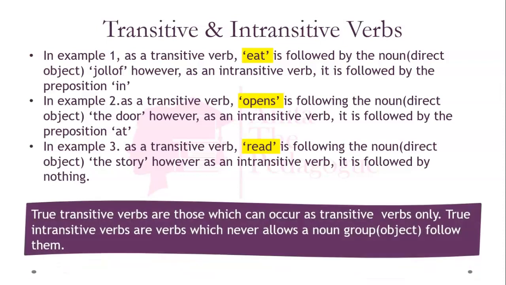Now let's take note of this. True transitive verbs are those which can occur as transitive verbs only. And true intransitive verbs are the verbs which never allow a noun group or object to follow them. So if you are looking for a true transitive verb or a true intransitive verb, then they are the verbs which never allow a noun group or object to follow them.